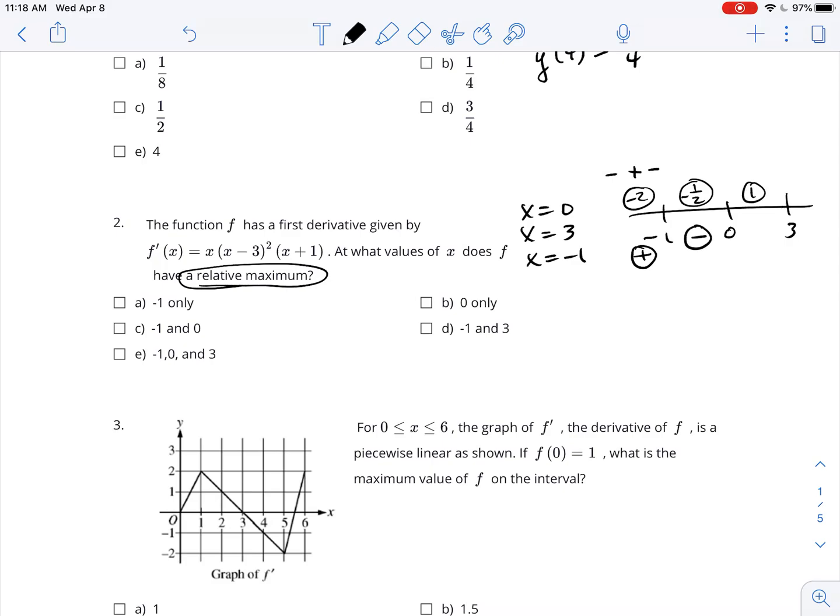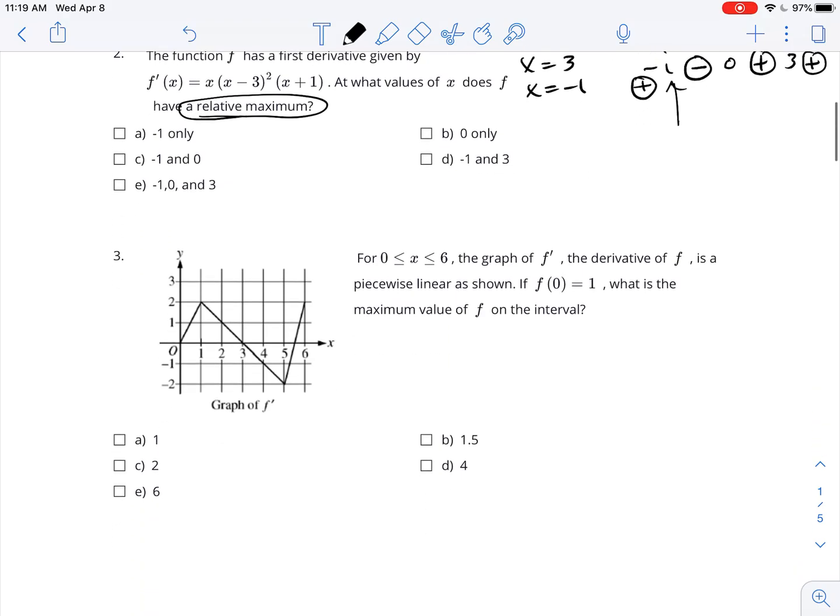I'm going to take -0.5 and plug it in, and that's going to give me a negative overall. If I take 1 and plug it in, that gives me a positive interval, and then something larger than 3, and that gives me a positive. And so to find a relative max, that's where the derivative changes from positive to negative, and so that's at just -1.